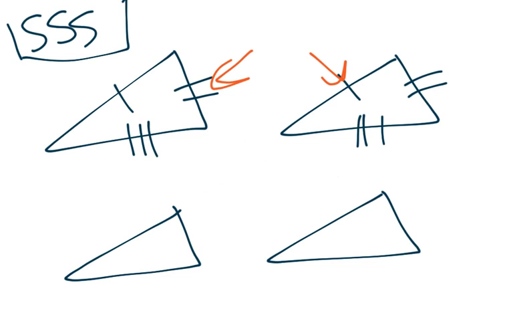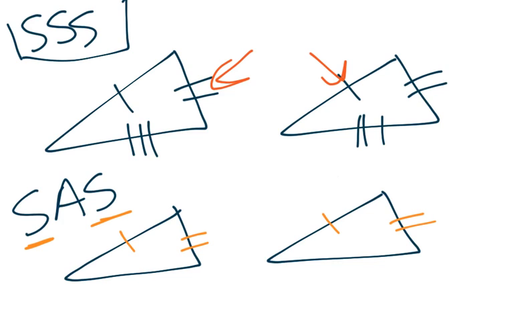Now, we're talking about a second rule called side angle side. So for this one, the order matters. So we've got two sides, doesn't matter which two sides, and the angle in between. Okay, so what we mean by angle in between is that those two sides together form that angle. Okay, that's the one we're talking about.